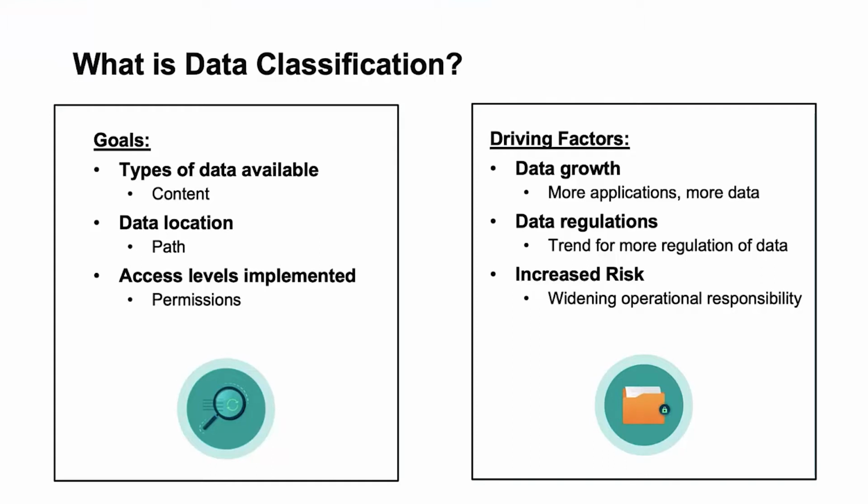The unfortunate truth is this problem is becoming more difficult, and there are 3 driving factors. The first is a bit of a no-brainer. It's data growth. There's more applications and more data than ever before. The second is data regulations. So both state and national policy continue to contribute to increased regulation. The third is increased risk. So we now have a larger operational responsibility to understand data content, especially when we're trying to effectively recover from a malicious event like ransomware.